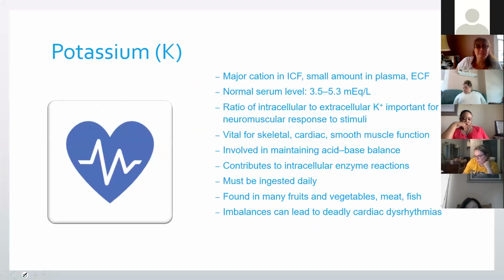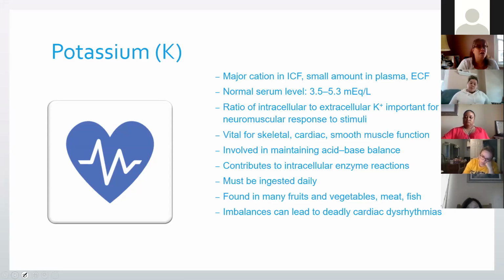When we talk about potassium, it is a major cation in intracellular fluid, okay? There's only a little bit of potassium in the extracellular fluid. It's primarily intracellular. The levels are 3.5 to 5.3. You must know those levels. It's vital for skeletal, cardiac, and smooth muscle function.